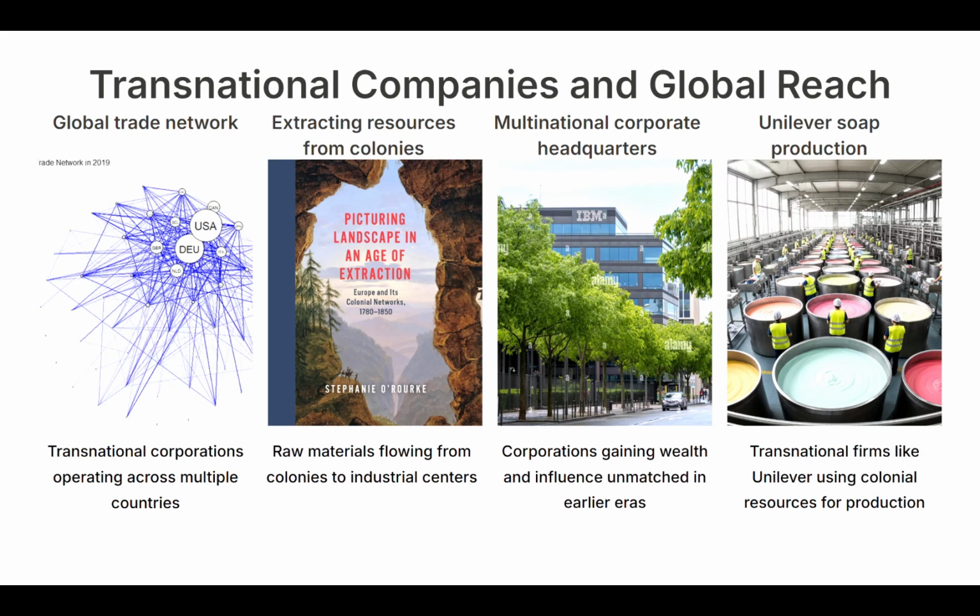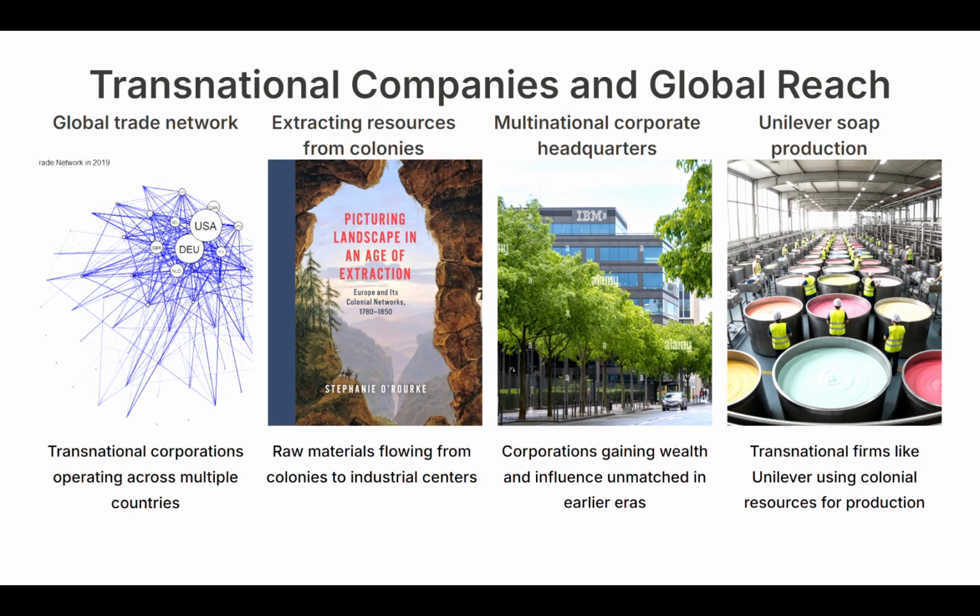Industrial capitalism quickly crossed national borders. Transnational companies operated across multiple countries, extracting resources, manufacturing goods, and managing finance on a global scale. The Hong Kong and Shanghai Banking Corporation, HSBC, founded in 1865, financed trade and investment across Asia and beyond. Unilever, a British-Dutch corporation, produced consumer goods such as soap using palm oil sourced from British West Africa and later the Belgian Congo. These firms gained wealth and influence unmatched in earlier eras.